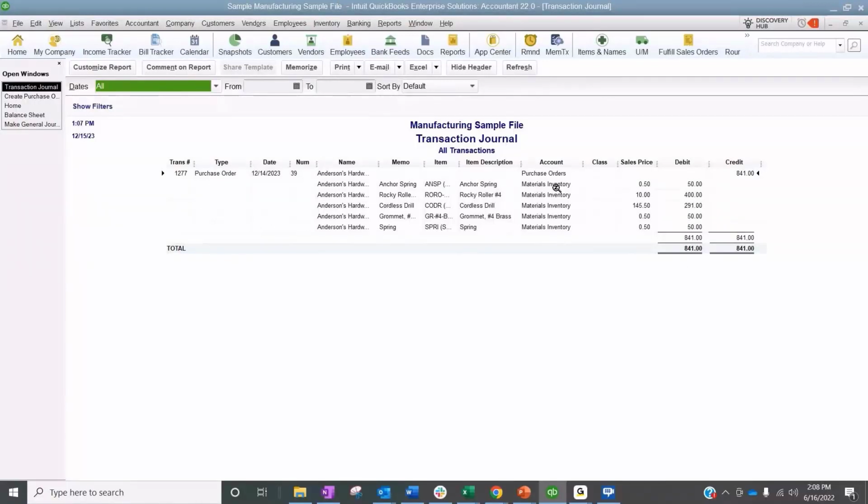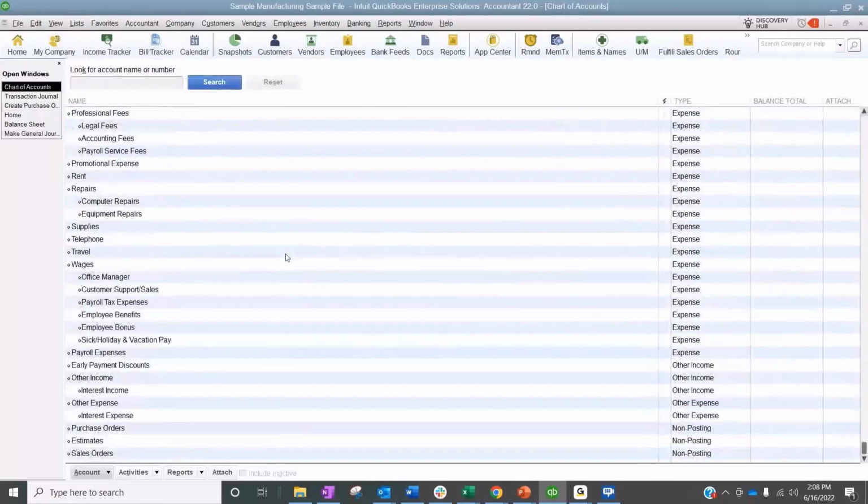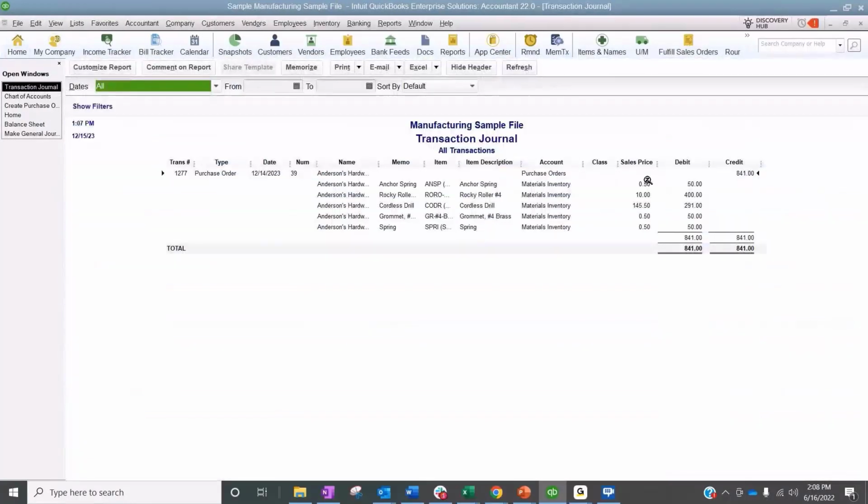Okay, so it picks up the materials inventory, right? It will affect materials inventory. It will debit materials inventory. Materials inventory is an asset account, so it will debit it, meaning it will go up. Okay? And then it credits an account called purchase orders, which is actually an account that QuickBooks creates. It's at the very bottom of your chart of accounts list. Purchase orders, estimates, and sales orders, if you use them, will show up as non-posting. It's basically just so that it has this offset that is not affecting your books.